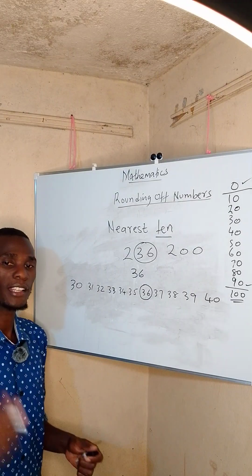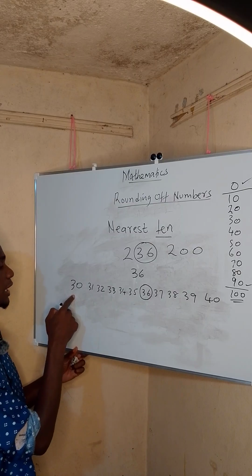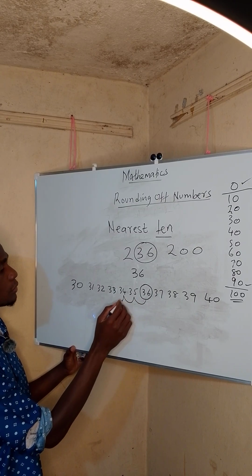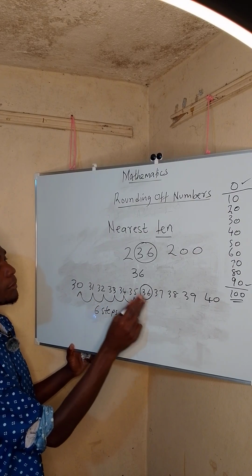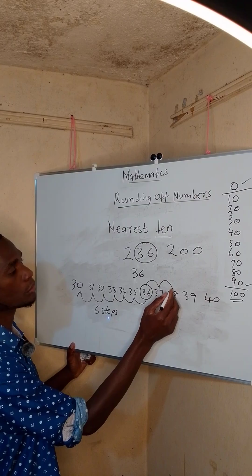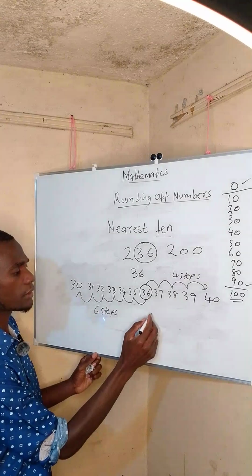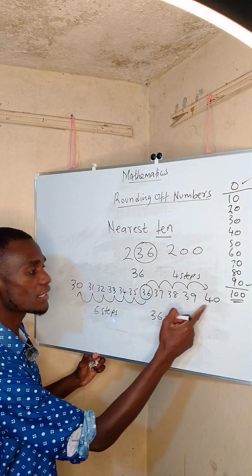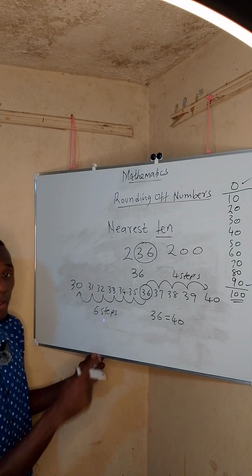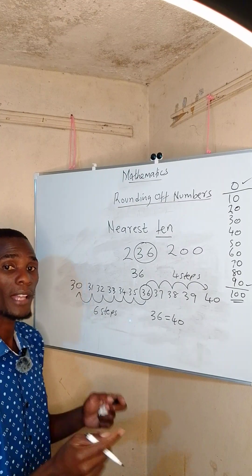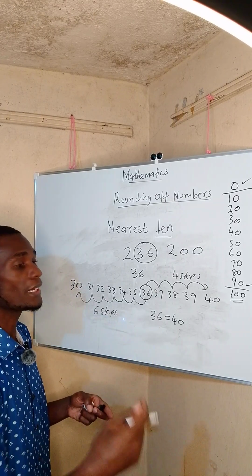The same process, counting the number of steps from 36 to 30, from 36 to 40. So from 36 to 30, we have how many steps? 1, 2, 3, 4, 5, 6. There are 6 steps. From 36 to 40, we have 1, 2, 3, 4. Only 4 steps. So that means 36 is nearer to 40 than 30, depending on the number of steps. The more the steps, the farther you are from that point or from that answer. So the fewer the steps, the nearer you are to that number.